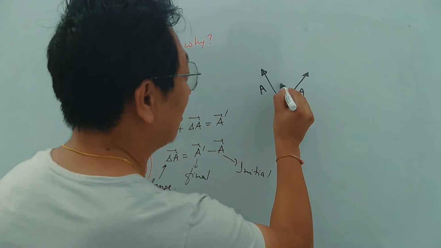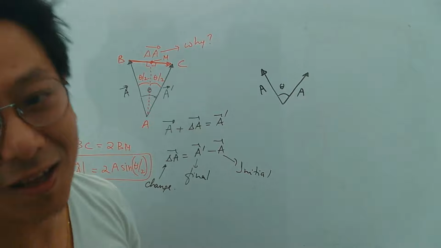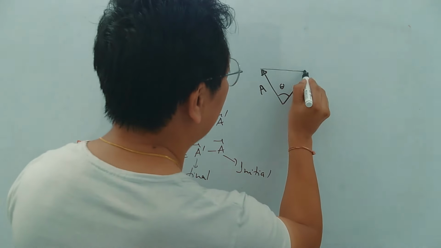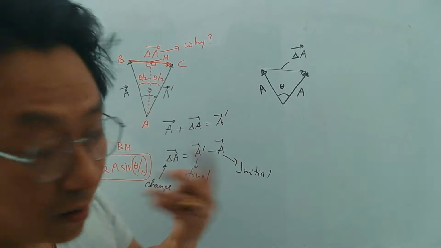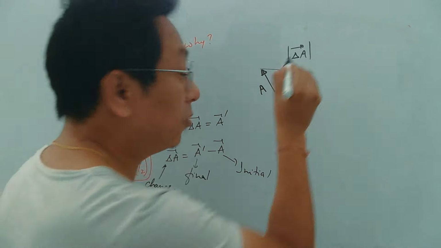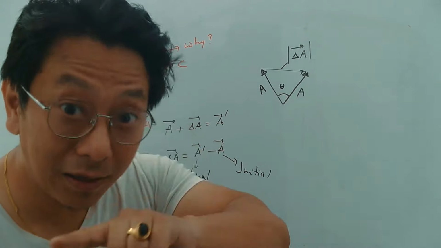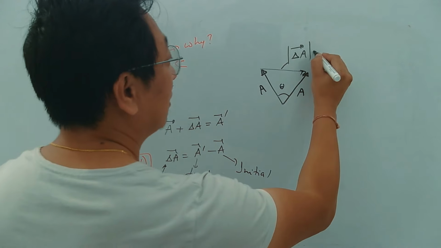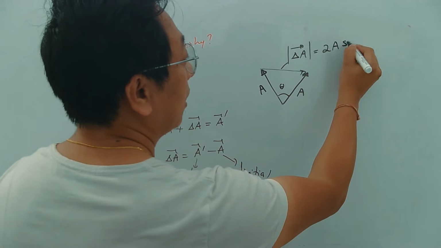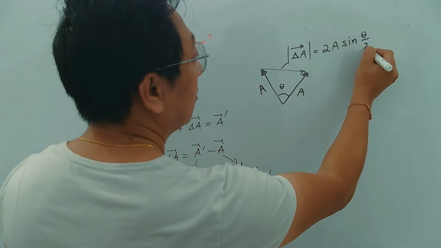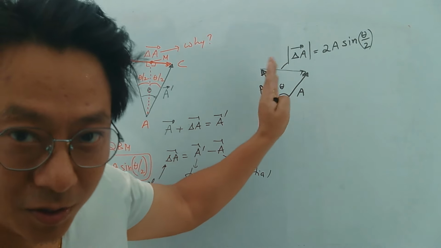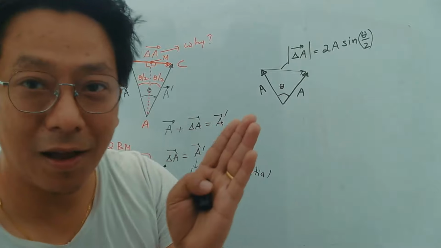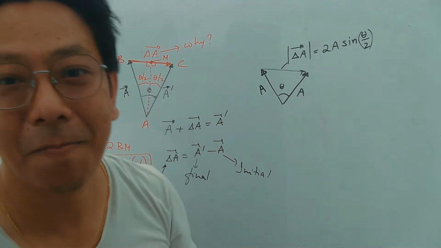So the angle by which it rotates is theta. Then what is the change in the vector? This arrow represents the change in the vector. And if you want to know the magnitude of the change in vector, there is a simple formula: 2a sine theta by 2. Here a is the magnitude of the vector which is changing, and theta is the angle by which it rotates.